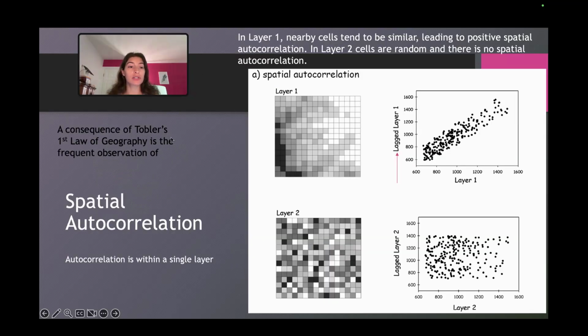So one of the consequences of Tobler's first law of geography is the frequent observation of spatial autocorrelation. So over here in layer 1, these nearby cells tend to be similar. This leads to a positive spatial autocorrelation. In layer 2, though, those cells are pretty random, and therefore there is no spatial autocorrelation.